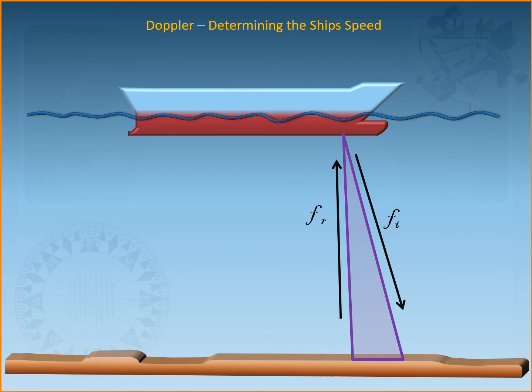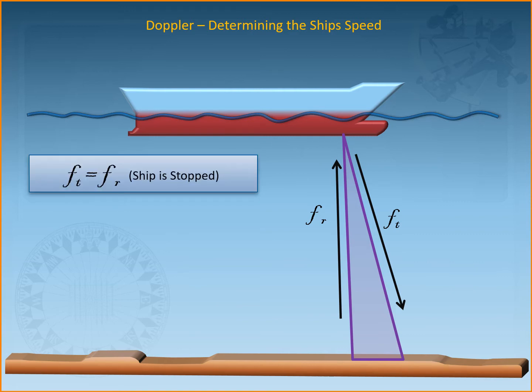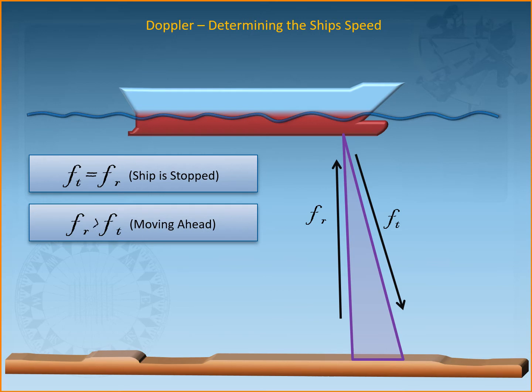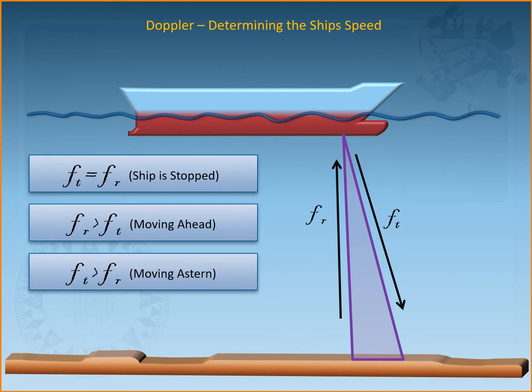Alright, so when comparing both the transmitted and the received frequency, if the frequency received is equal to the frequency transmitted, if they are the same, that would indicate that the ship is stopped. However, if the received frequency is more than the transmitted frequency, that would mean that the ship is moving ahead. Finally, if the transmitted frequency is more than the received frequency, that would mean that the ship is moving astern.